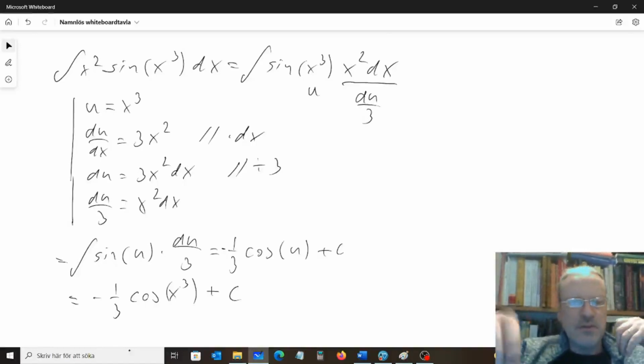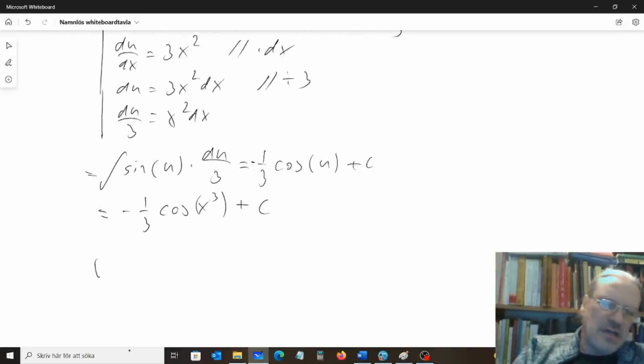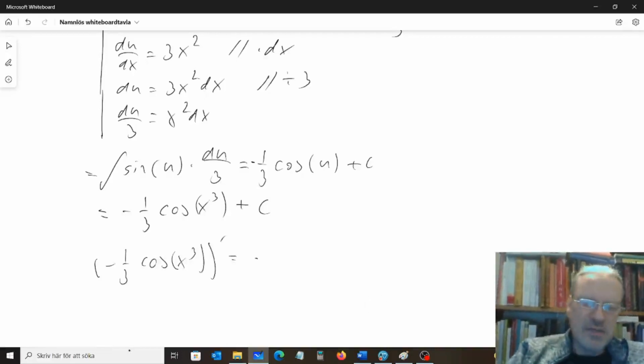How can we check if this is right? As usual with integrals, we can check if our result is right by taking the derivative of the result. So we take the derivative of this, minus 1/3 cos of x to the power 3. Derivative of that, keep the minus 1/3.